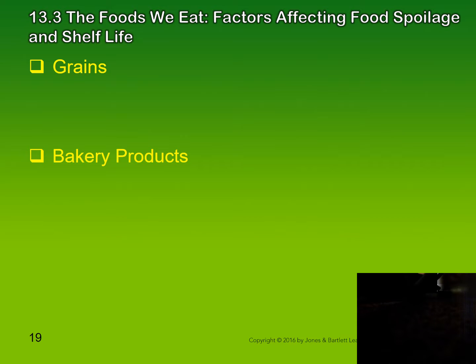Grains and bakery products are fairly stable. Grains can be contaminated by mold, and aflatoxin is probably the biggest player there. And I've actually done a lot of work with aflatoxin.